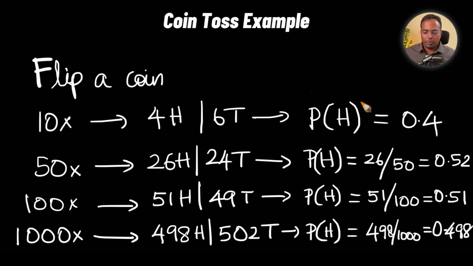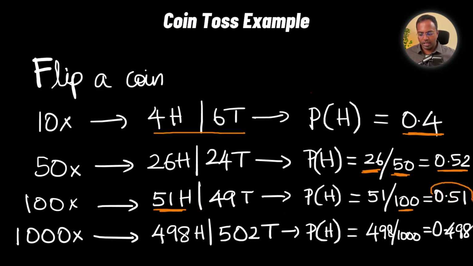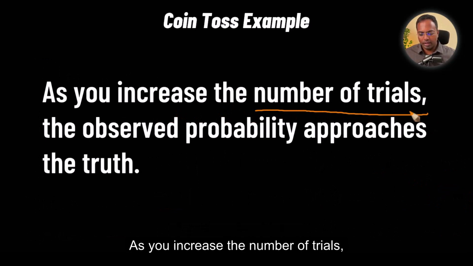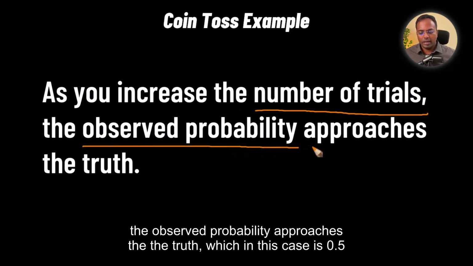Now let's try to compute the probabilities along with these numbers. For the first case, we know the probability is 0.4. For the second case, we have 26 heads out of 50 tosses, so that would be 0.52. Likewise, for the third case, we have 51 heads for a total of 100 tosses, so this probability is even closer to the actual 0.5. If you keep increasing the numbers, the probability of heads tends towards the actual probability. And that's what the whole law is all about. As you increase the number of trials, the observed probability approaches the truth, which in this case is 0.5.